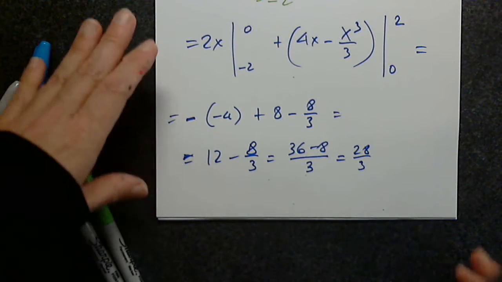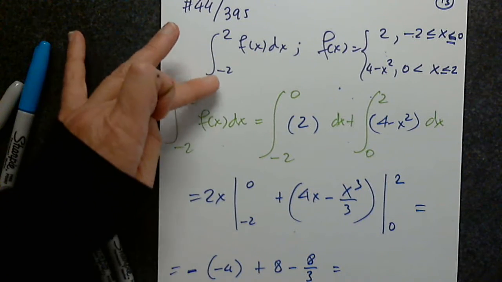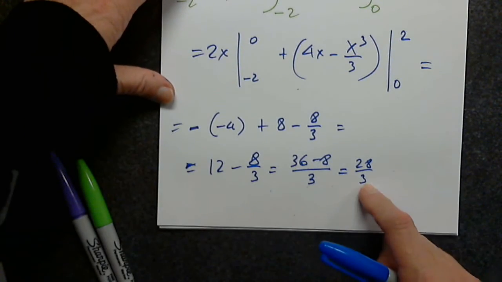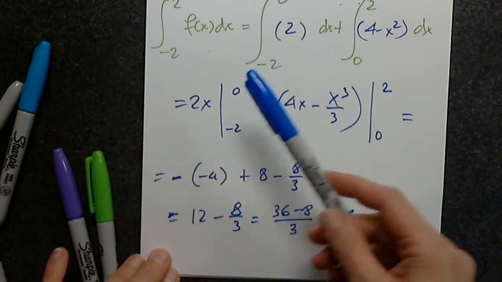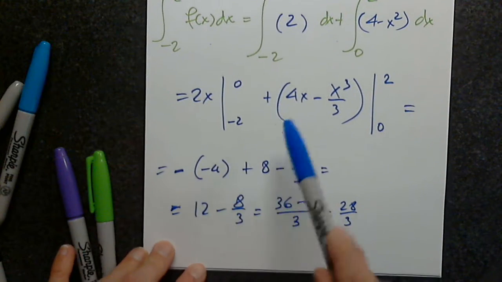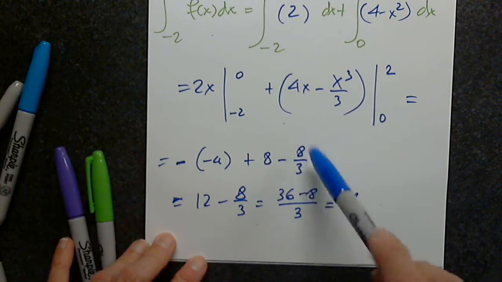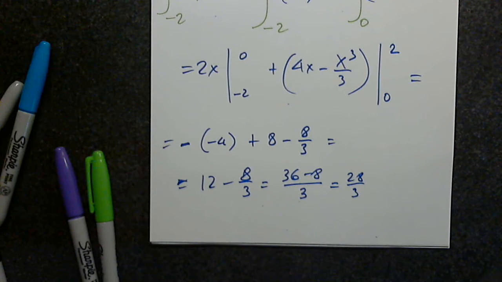So the area under the graph of f of x between negative 2 and 2 is this. We had to calculate two definite integrals. We found the antiderivative; when we plugged in 0, we got 0. We plug in minus when I plug in negative 2 and I get this. Plus when I plug in 2, I get this, but minus when I plug in 0, I get 0, so I did not write it. So the opposite of negative 4 is 4. 4 plus 8 is 12, and 12 minus 8/3 is such and such.